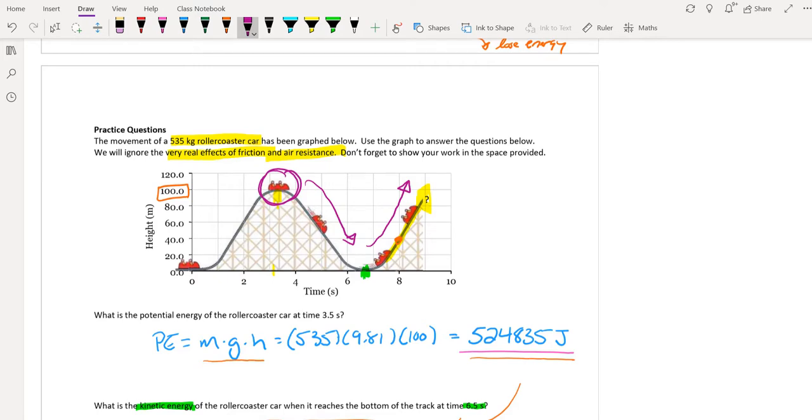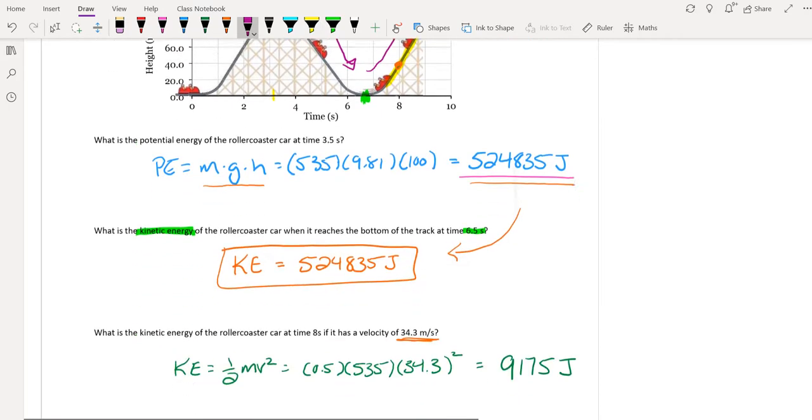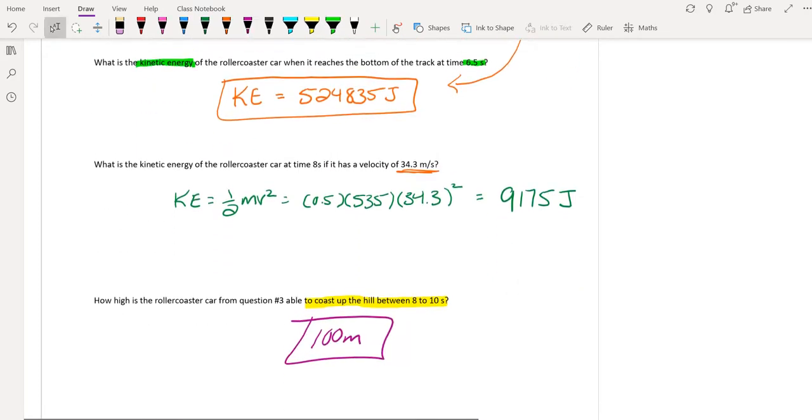So how high can it go? Well, how high was it when it started? It started at 100 meters. So if we're assuming no loss of energy, it should be able to get back to the height that it was. So it should be able to get back to 100 meters. In reality, we know that's not true, but in this ideal situation we're setting up, we're going to say 100 meters.